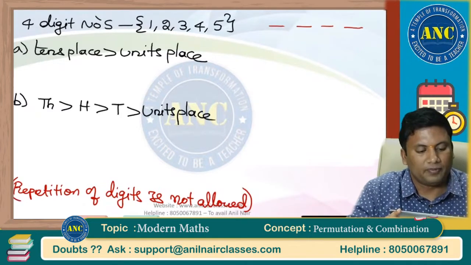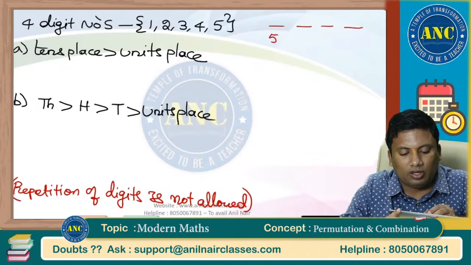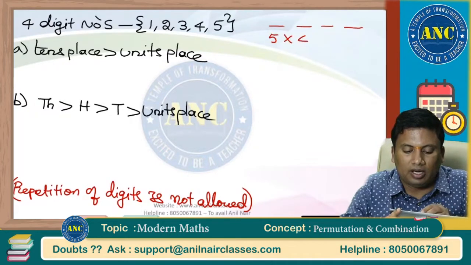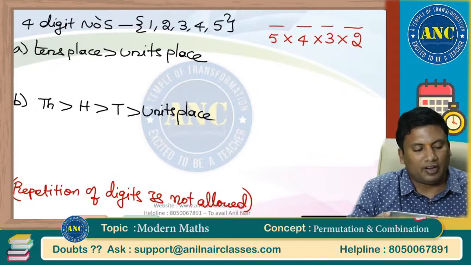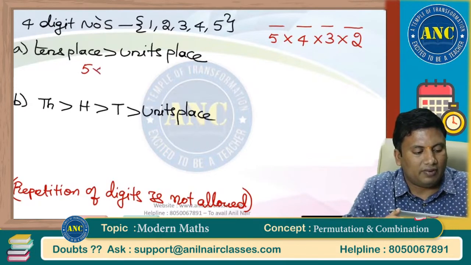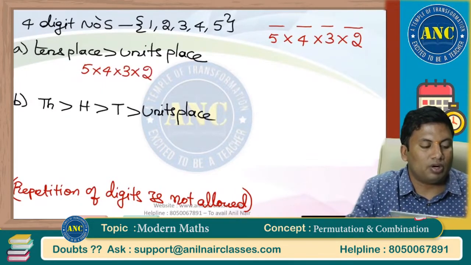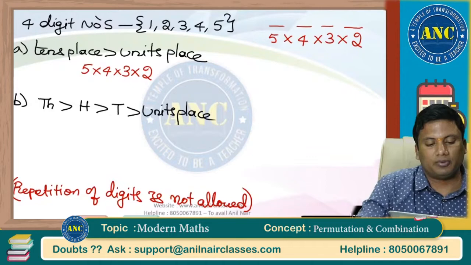If repetition of the digits is not allowed, now see here, 5 digits: any one out of the 5 will come, any one out of the 4 will come, any one out of 3 will come, any one out of 2 will come. 5 into 4 into 3 into 2. Total, these are the 4-digit numbers that can be formed from the digits.